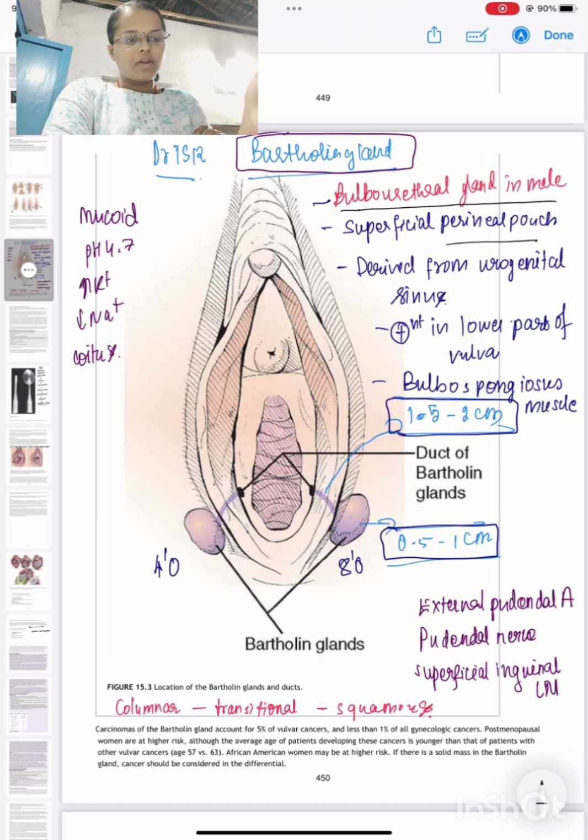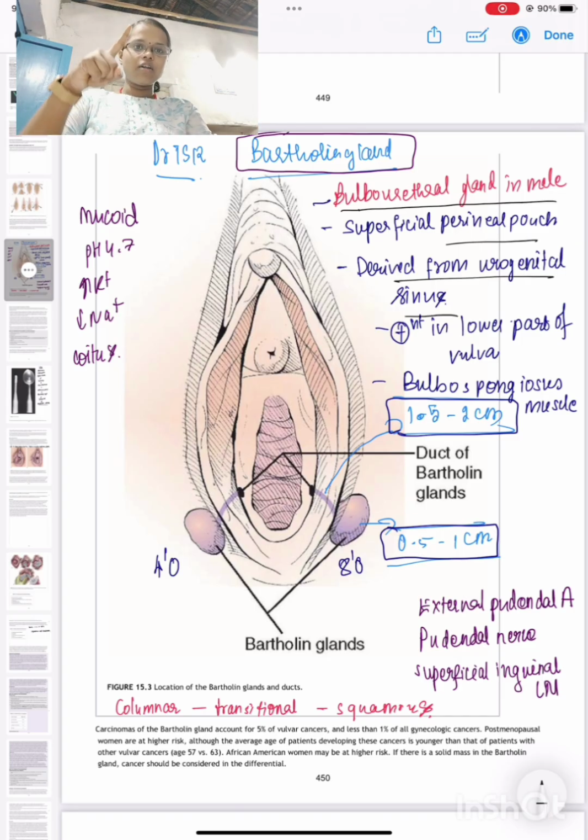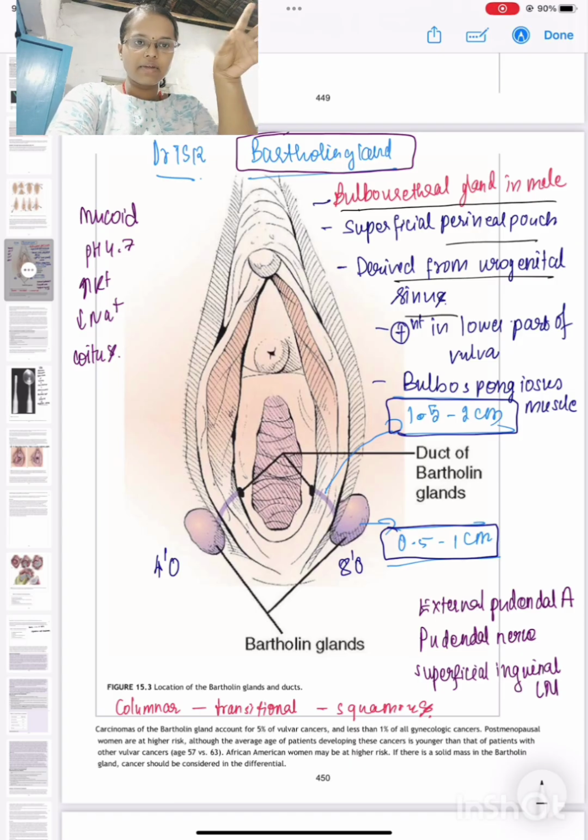When it comes to the embryology, it is derived from urogenital sinus. So the gland is very small. The gland is small where the duct is long. So the gland is just 0.5 to 1 centimeter and the duct is 1.5 to 2 centimeter long. Whatever the secretions from the Bartholin gland is mucoid in consistency and its pH is 4.7. The secretions are rich in potassium and low in sodium, and the secretions mainly come during the act of coitus.